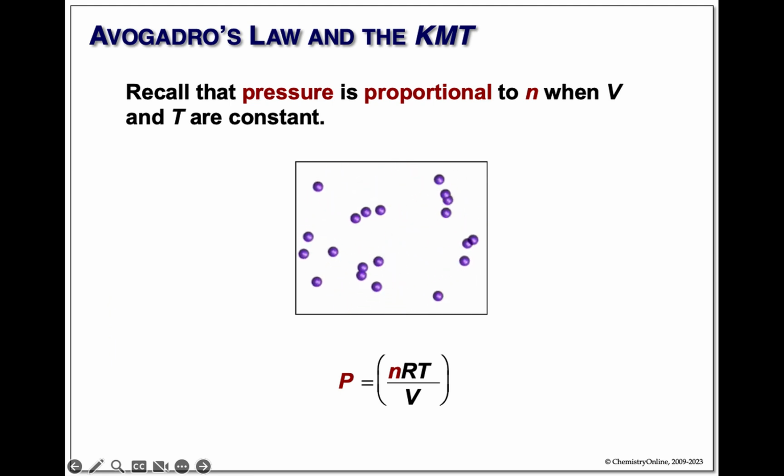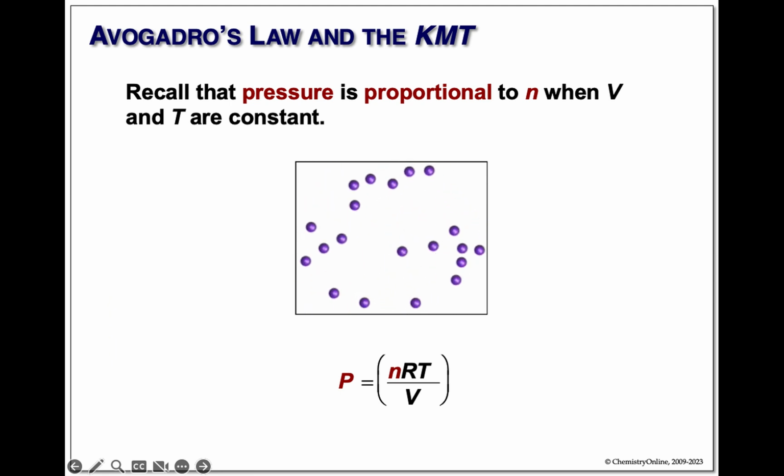This is Avogadro, right? We increase the number of moles, we increase the pressure. Number of moles goes up, collisions go up, pressure goes up.